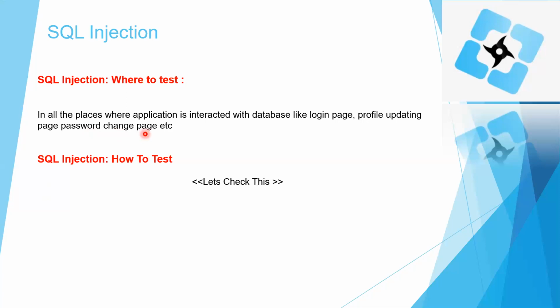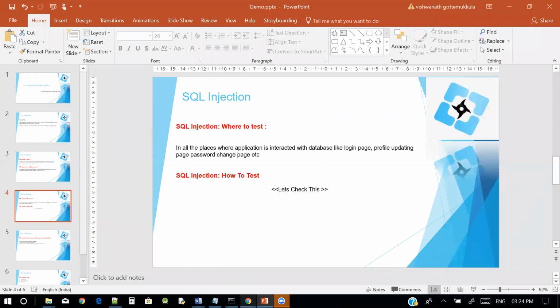Next, we know where to test, but then you also need to know how to test. So what is the process to test for SQL injection vulnerability? How will we verify whether the application is vulnerable or not? How to test is also very important. Now let's check how to test for SQL injection vulnerability.